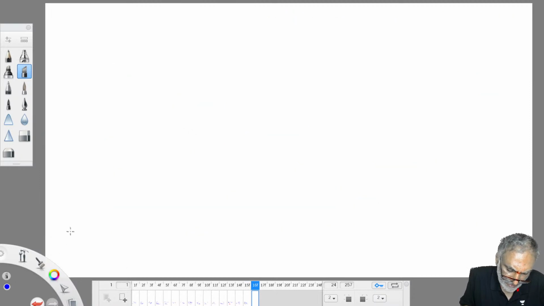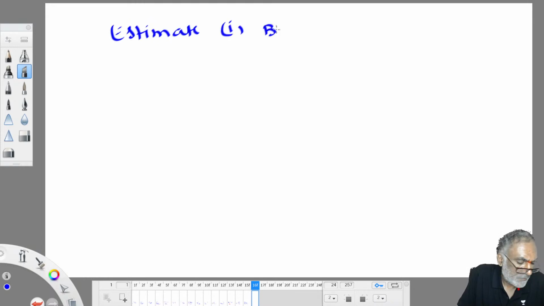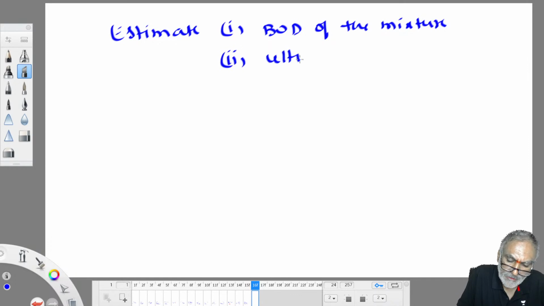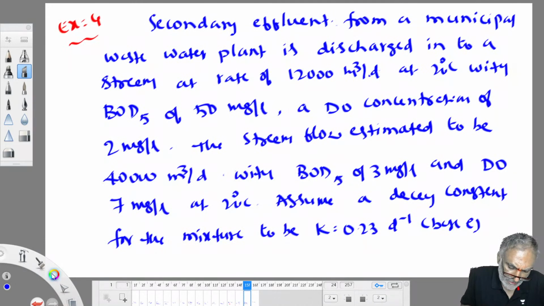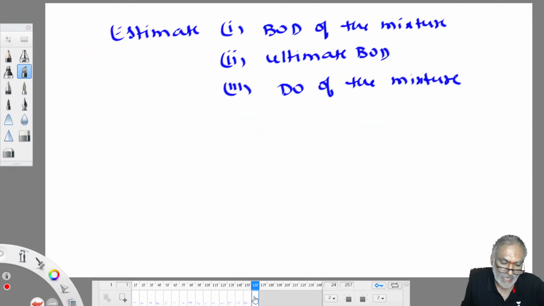Estimate: first question, BOD of the mixture. Second question, ultimate BOD. Third question, DO of the mixture. This question has been asked in GATE 97 exam. Of course, at that time questions were asked for 5 marks, 3 questions, each carrying about 1.5 marks.